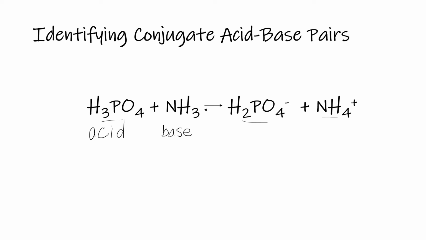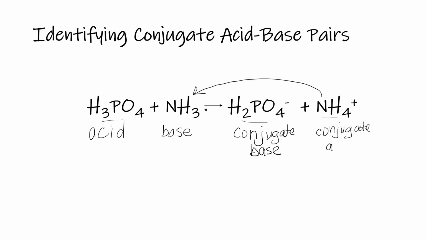And so if we look at the reverse reaction and we look at this dihydrogen phosphate ion, in that reverse reaction, it gained a hydrogen ion. And so since it was a hydrogen ion acceptor, we would call this the conjugate base. And if we look at the ammonium ion, it went from NH4 with a plus charge to the other side, it went to NH3. And so it lost a hydrogen ion in that process. And so this would be our conjugate acid.